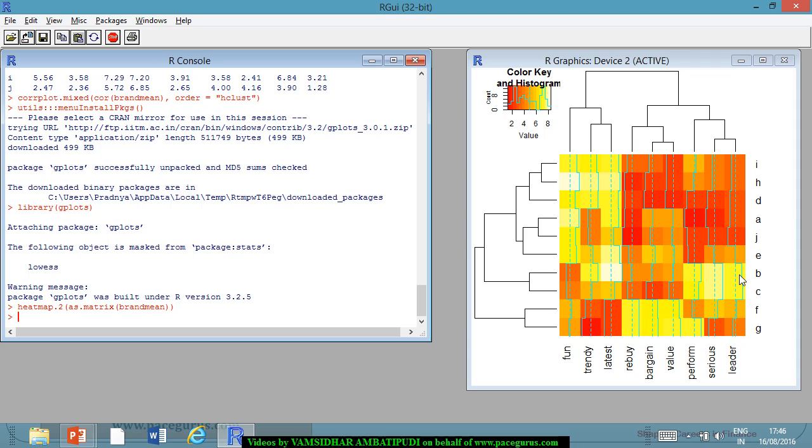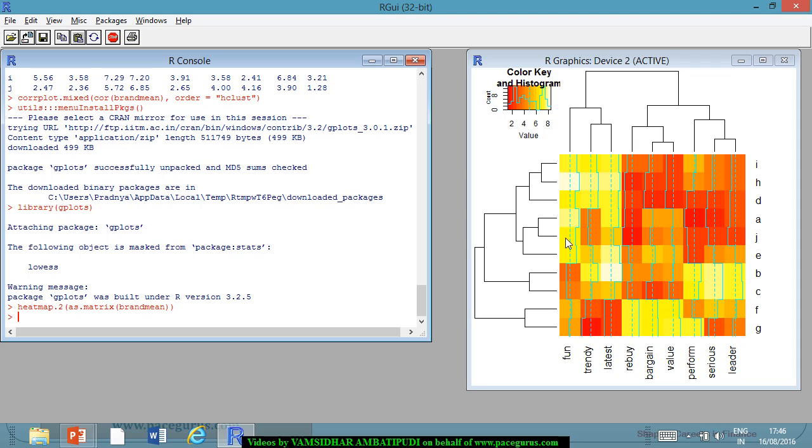But let's say I am looking at brands F and G, these two. They are looking much more yellow in these two or three areas. Bargain is much more yellow for F, and value is also much more yellow for F. Similarly, if I am looking at A and D, I could see that they are much more yellow with respect to the latest. So they are the ones that offer the latest kind of products. So we have a different way of looking at the overall branding altogether. This is how the clubbing is also happening. I and H are looked at similarly.